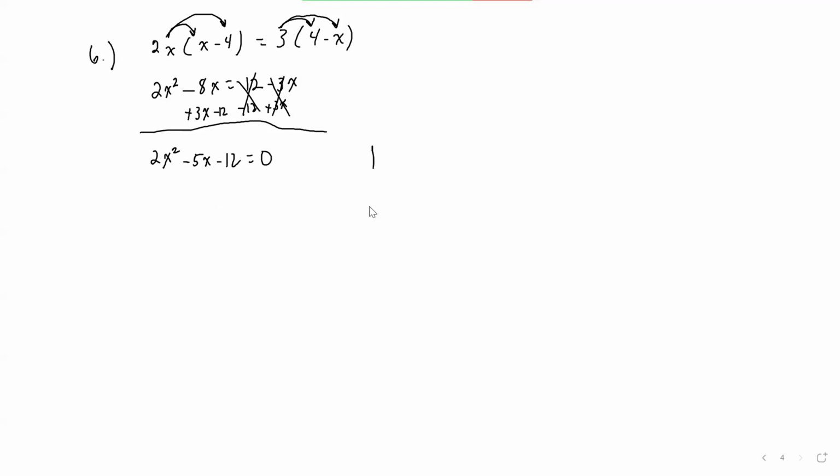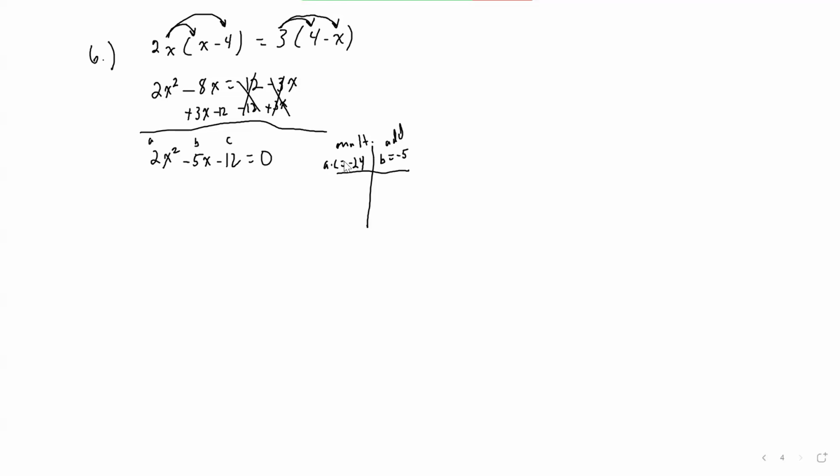So then I go into my t-chart. Remember, if I have an actual A, so this is your A, B, C, I have to do A times C. So 2 times negative 12 is negative 24. And then I want to add to my B, which is negative 5.